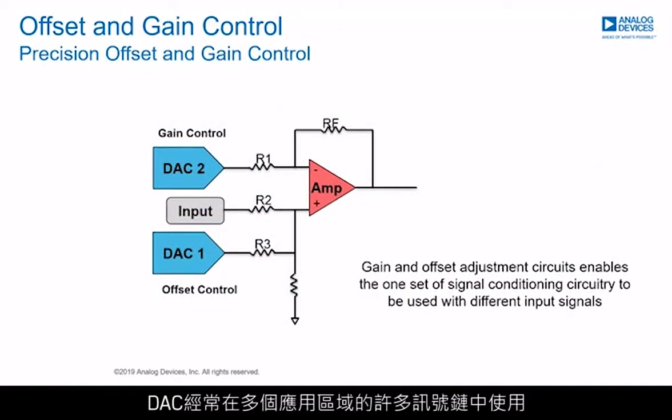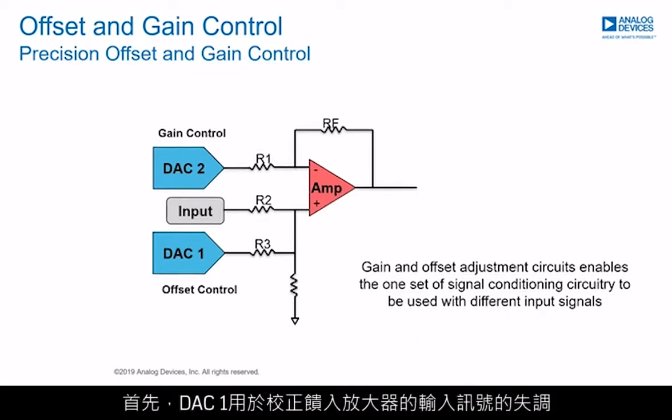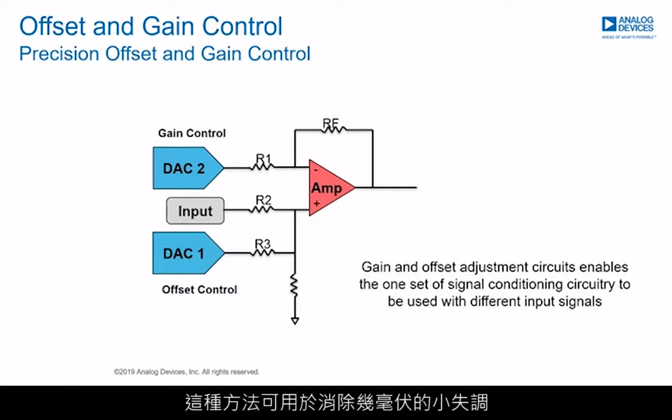DACs are frequently used in many signal chains across many application areas to compensate for offsets and gains. This slide illustrates one example of a potential approach to the removal of offset and gain errors from the system. Firstly, DAC1 is used to correct for offsets on the input signal that is fed to the amplifier. This method can be used to remove a small offset of a few millivolts. A DAC is used rather than a fixed reference level, as it gives you the granularity to compensate for very small magnitudes of offsets.